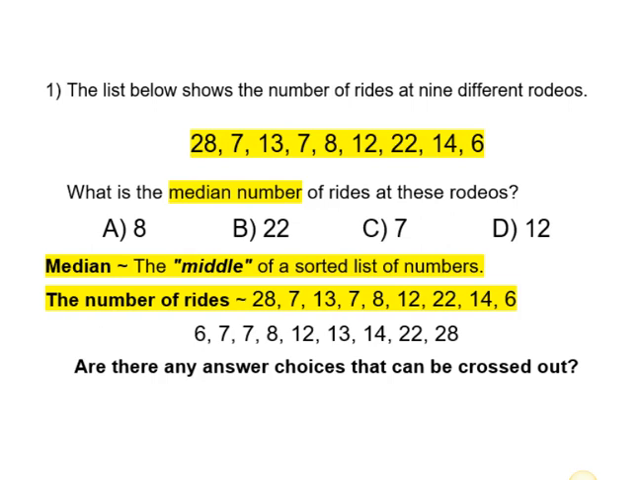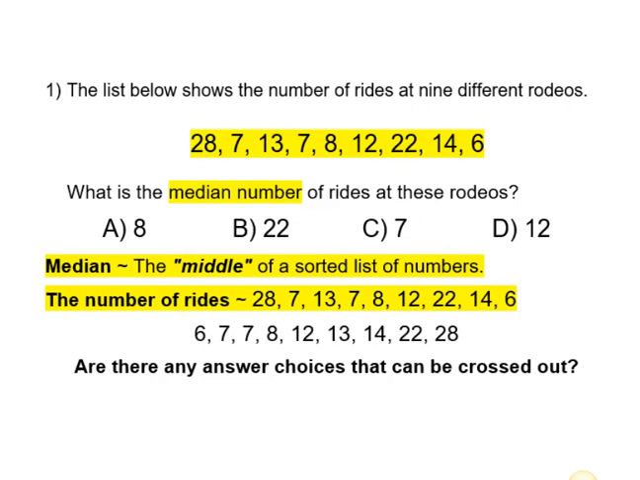Since we know what information we need to solve the problem, first we know that we need the middle. That means the middle of a sorted list of numbers, and we have the number of rides, but we need to put the rides in chronological order. Chronological order means like 1, 2, 3, 4. You're basically putting the numbers in order from least to greatest.